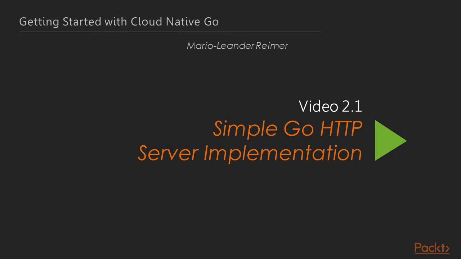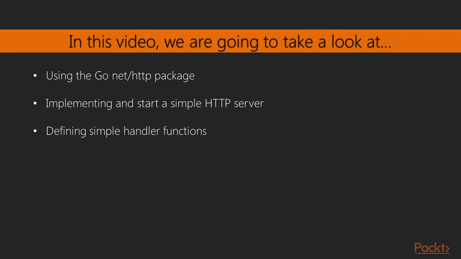Simple HTTP server in Go. So in this video, we're going to take a look at how we can use the Go language and the net HTTP package to implement and start a very simple HTTP server. And then we're going to define simple handler functions that will respond to specific GET requests on our HTTP server. So let's switch to code then.